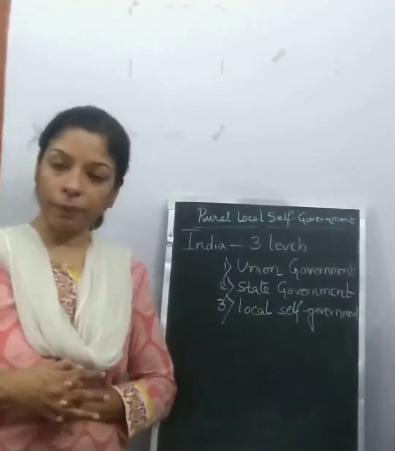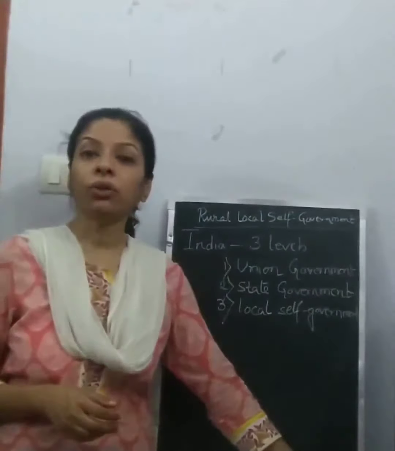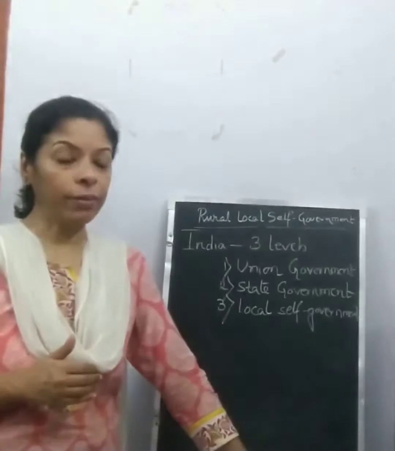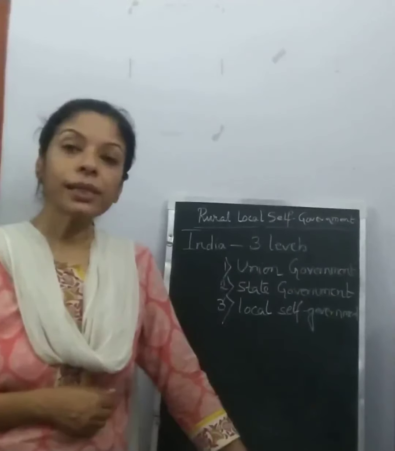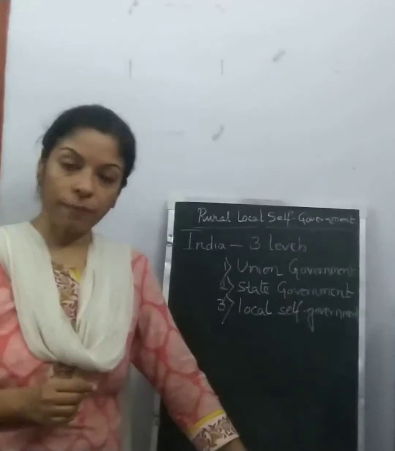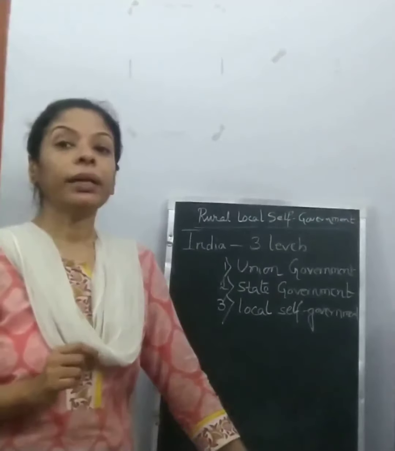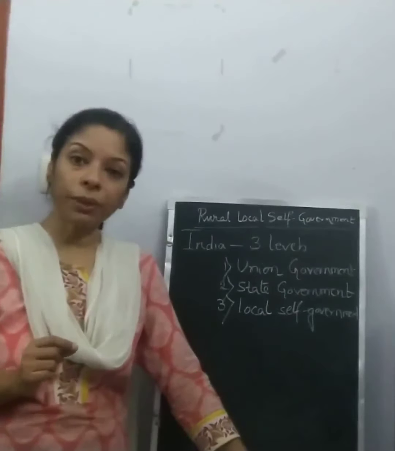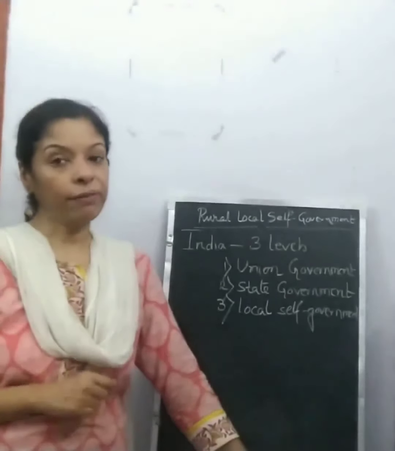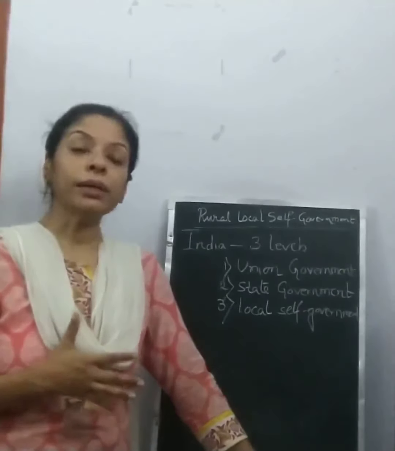When we are talking about local self-government, we find that it can be divided into two parts: the rural local self-government and the urban local self-government. The rural local self-government is responsible for looking after the people who live in the villages. The local self-government responsible for looking after the people living in the towns and cities is called the urban local self-government. The word urban itself means towns and cities, whereas rural means the villages.